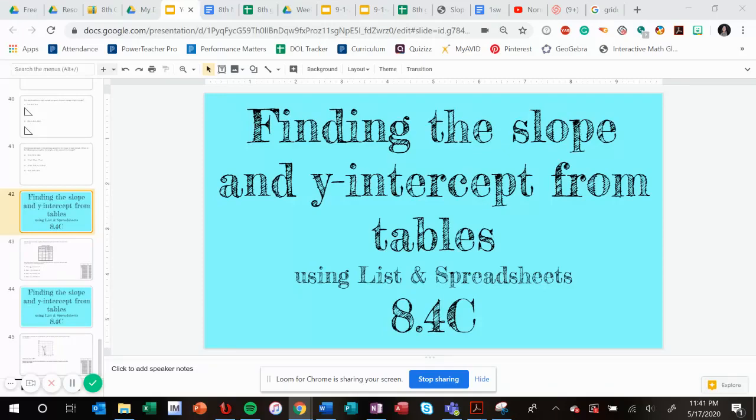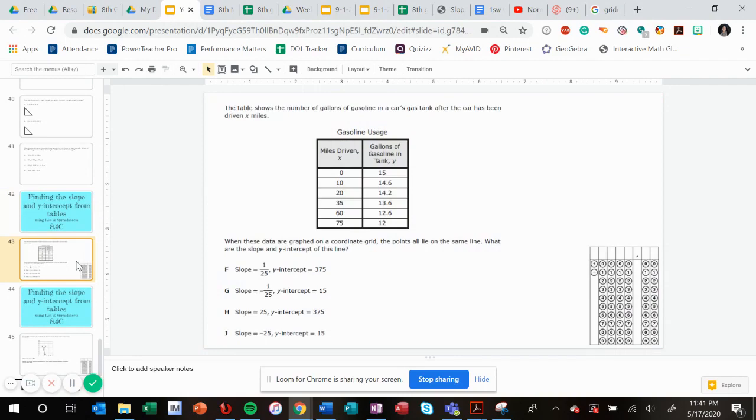In this video, I'm going to be showing you guys how to find the slope and the y-intercept from tables using List and Spreadsheets. So it's going to be like a work smarter, not harder type of video. So let's use this problem.